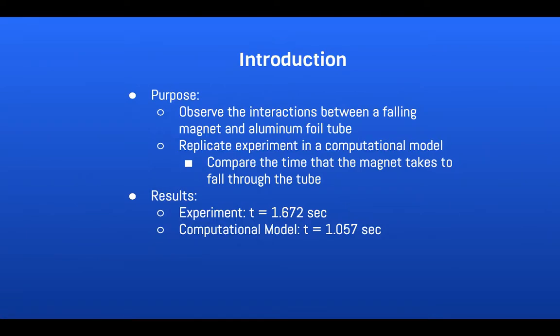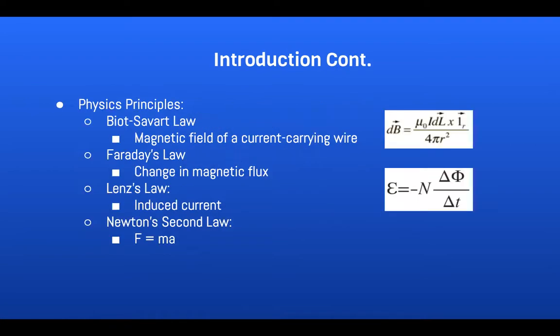The purpose of this lab was to observe the interactions between a falling magnet and an aluminum foil tube, as well as replicating the experiment in a computational model. The time that it took for the magnet to fall through the tube in real life was 1.672 seconds, but in the computational model it took 1.057 seconds.